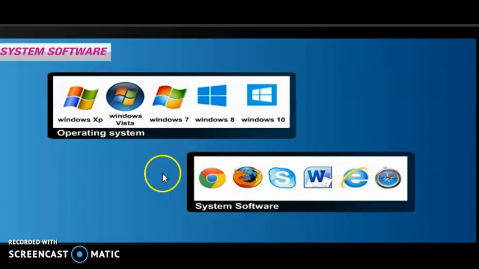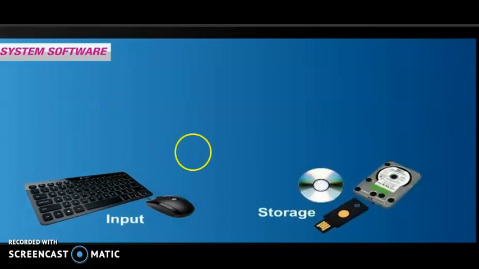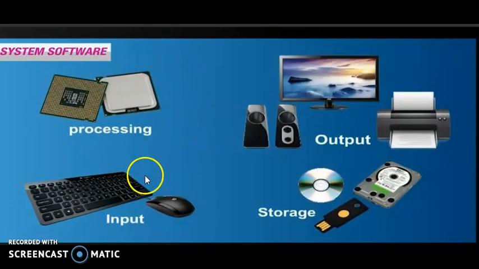Yes. Am I clear with the examples? Okay, system software we already know. Input, processing, storage, output, all these are part of the system. Yes or no? Clear? Okay, now let's proceed.